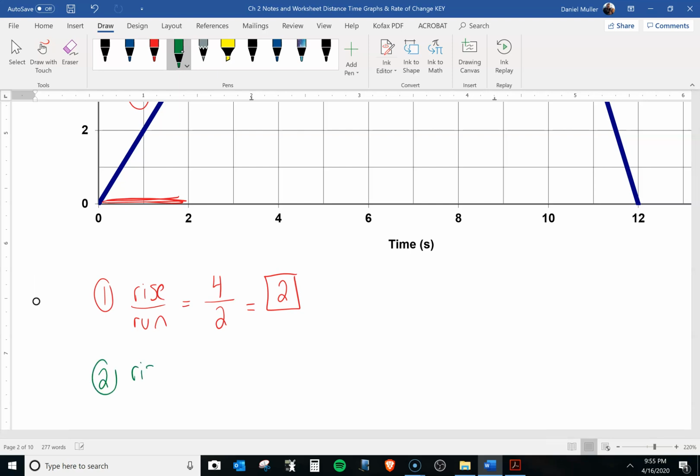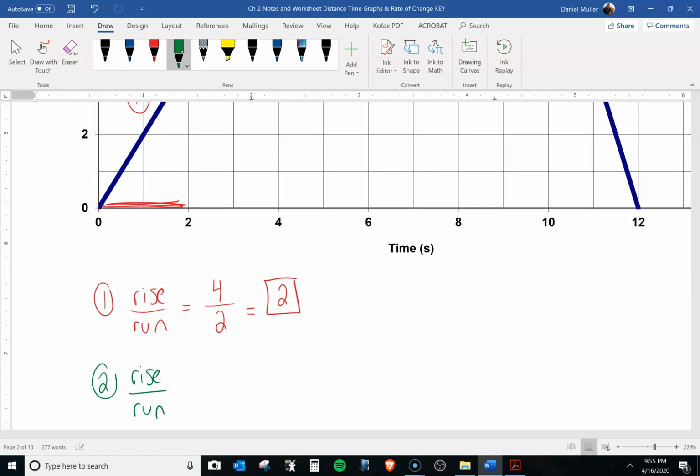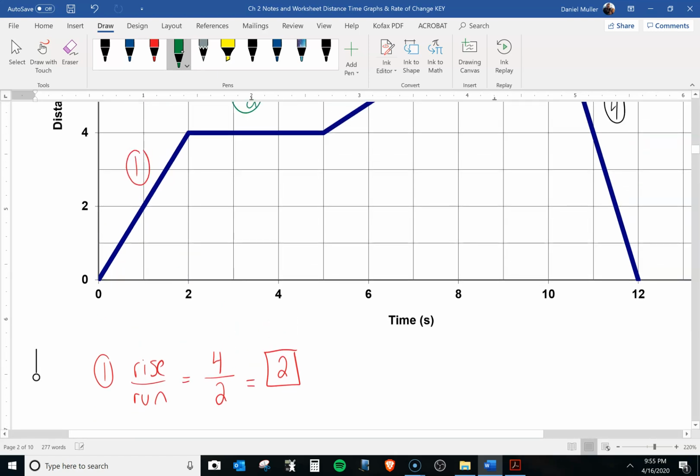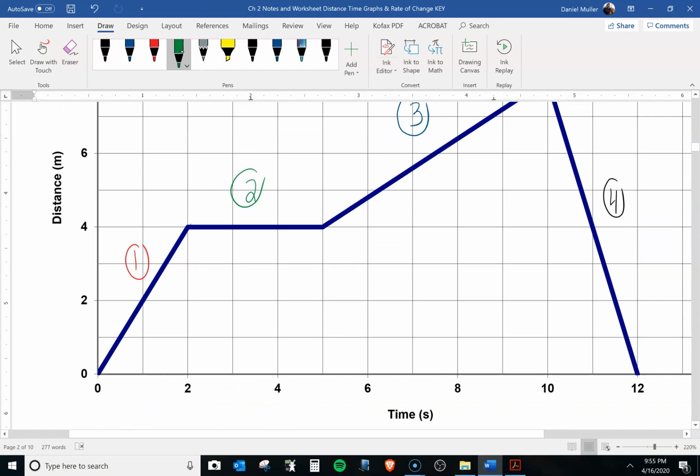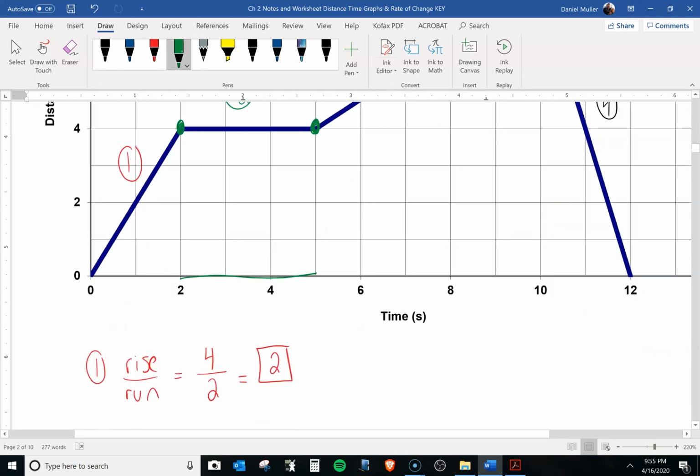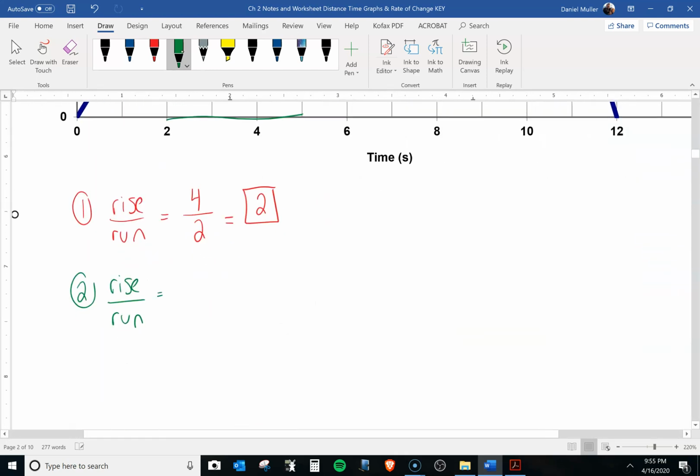And what is the rise and the run in section 2? So let's take a look here. Section 2 starts here and it ends here. So how much have we risen? And the answer is obviously 0. We have gone up or down nothing. And it goes from 2 all the way to 5, so we've run around 3. So we've risen 0 and we've run 3.